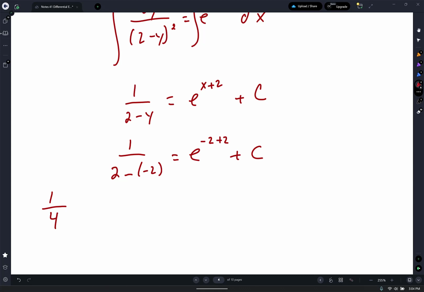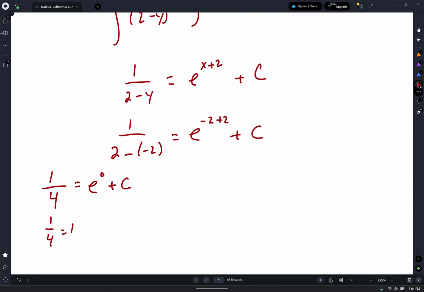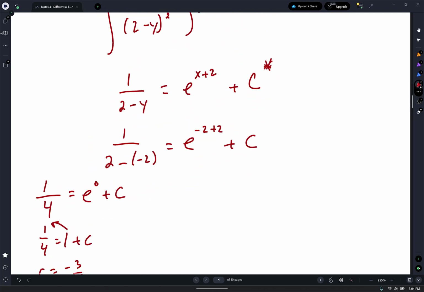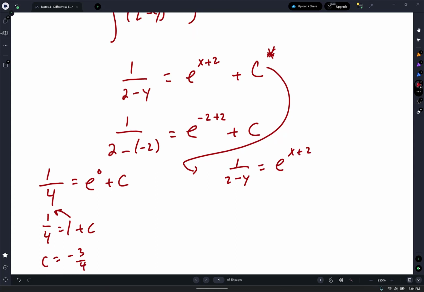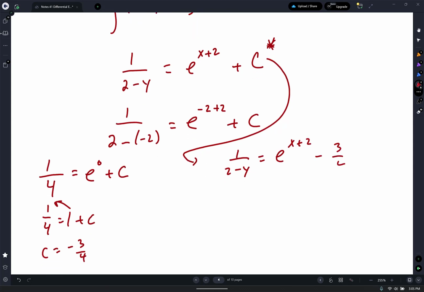1 over 4 equals e to the 0 plus c. What's e to the 0? 1. So 1/4 equals 1 plus c. Move the 1 to the other side. C equals, is it negative 3/4? Okay. So now I'm going back to this location. So let's see. I'm going to write it right here. 1 over 2 minus y equals e to the x plus 2 minus 3/4.